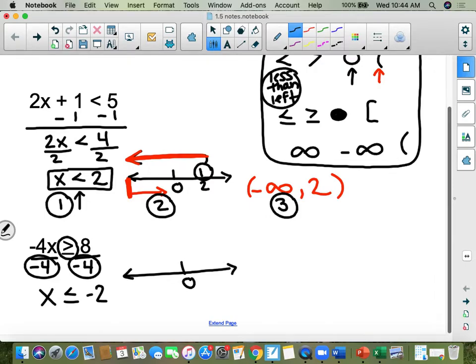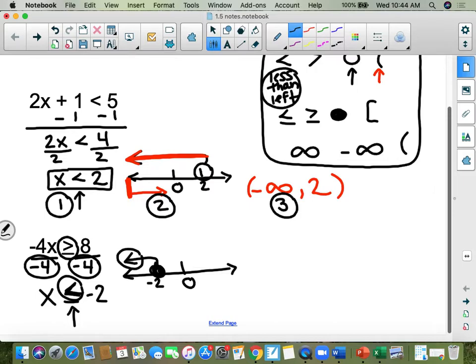Always put 0 on your number line. Show me where a negative 2 is. A negative 2 is on the left side of 0. Notice that there is a line underneath there. And since there's a line underneath there, it needs to be a closed circle. And notice which way this arrow is facing. It's facing to the left, so the arrow needs to face the same. This needs to go in the same direction as that one. See how they go in the same direction?